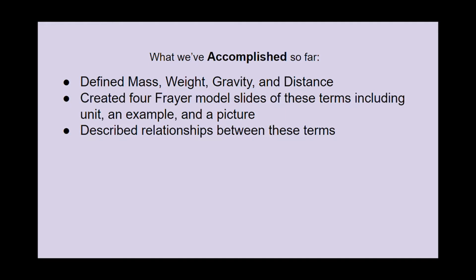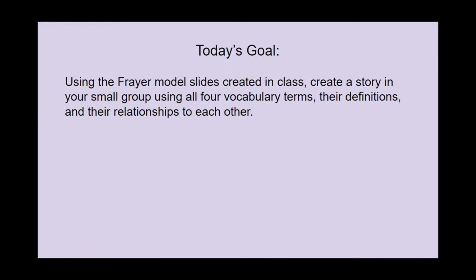these different items. So today's goal, using the Frayer model slides they created in class, we're going to create a story in the small groups using all 4 vocab terms, their definitions, and their relationship to each other. They have a rubric, a template, and their own unique slide that they fill out. So there's 1 story per group, but every student has to write that story down to get points.